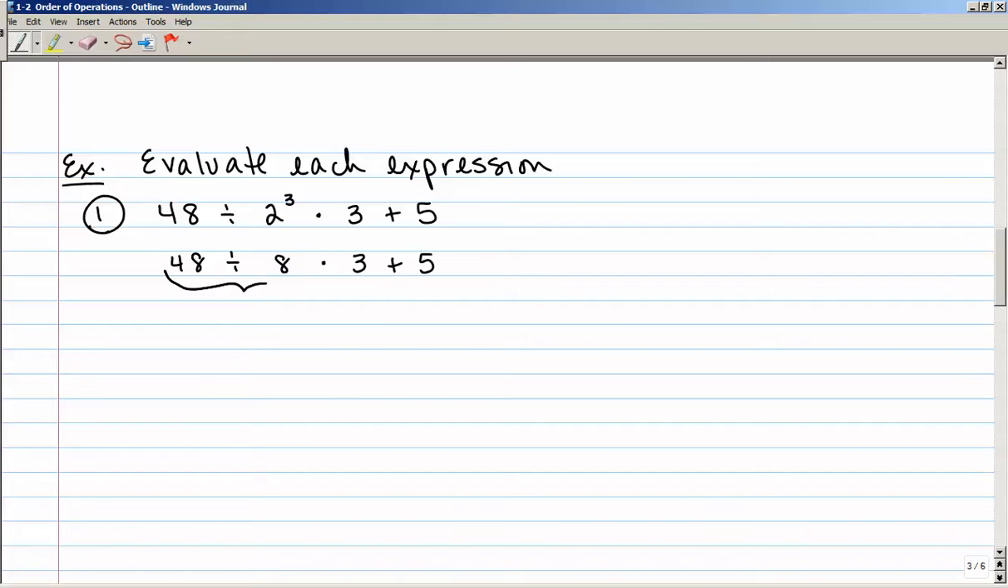So the first is going to be 48 divided by 8, which gives me 6 times 3 plus 5. Now I have a multiplication and an addition, so I need to do my multiplication first, and then adding 5 to that gives me 23. I know it's a little tedious to write out all of the steps, but this is the best way to do it. That way you don't make a simple mistake, and I can follow your work.